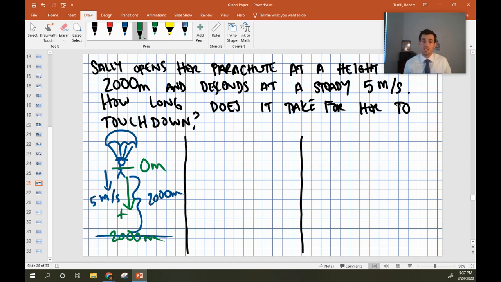You could do this a different way. You could have put her at 2,000 at the beginning and the ground at 0 and had it a negative direction or something like that. But I am in the habit of always putting my initial position at 0 and my direction of primary motion as being positive. It makes the algebra easier later. You're less likely to make sign errors. So that's how I'm setting this problem up. But if you did it a different way, you'd still get the right answer.